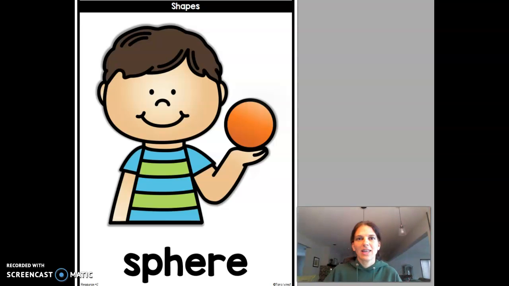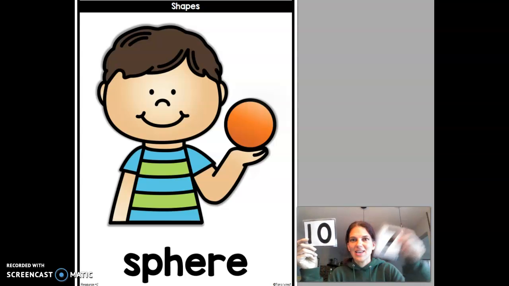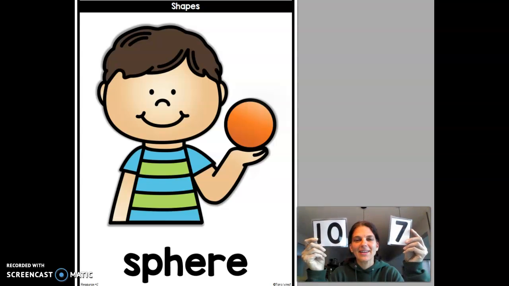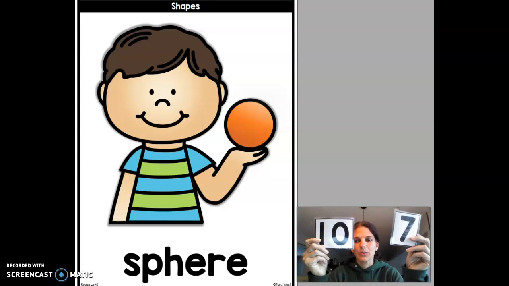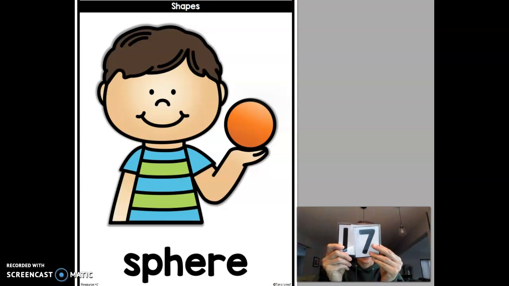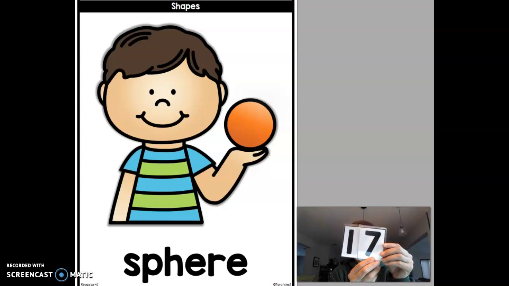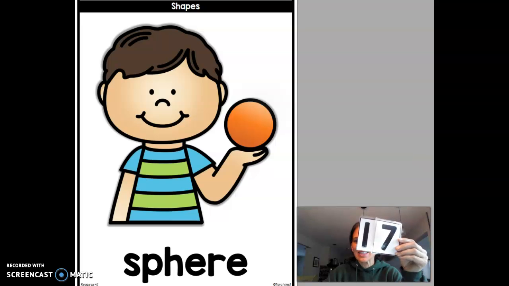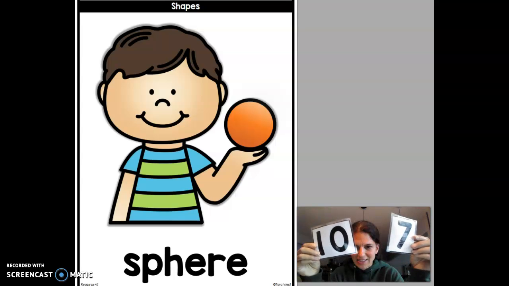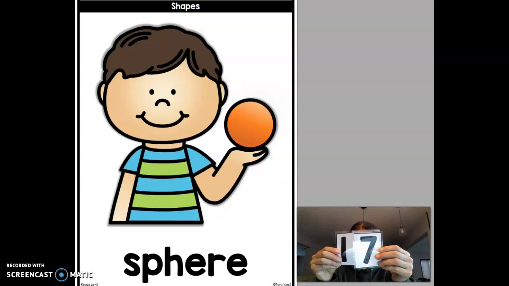Now before we get on to lesson 3D Shapes, I want to ask you a question. Does 10 and 7 make 19? So what I'm going to do is put the 7 over the 0, I'm going to hide the 0. So 10 and 7, is that 19? No. 10 and 7 do not make 19. 10 and 7 make 17.